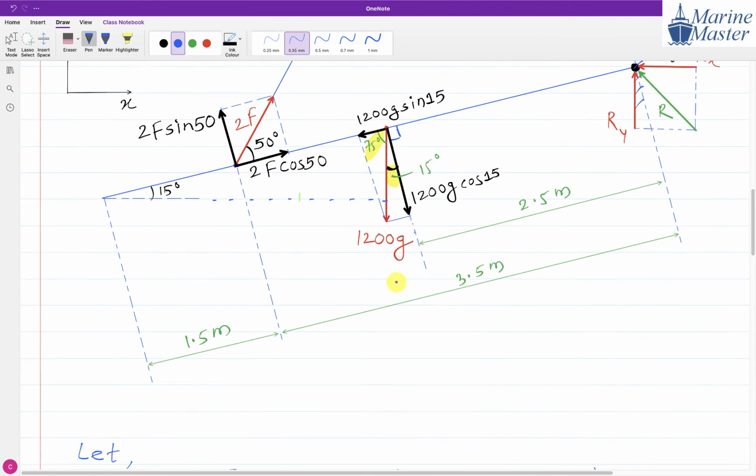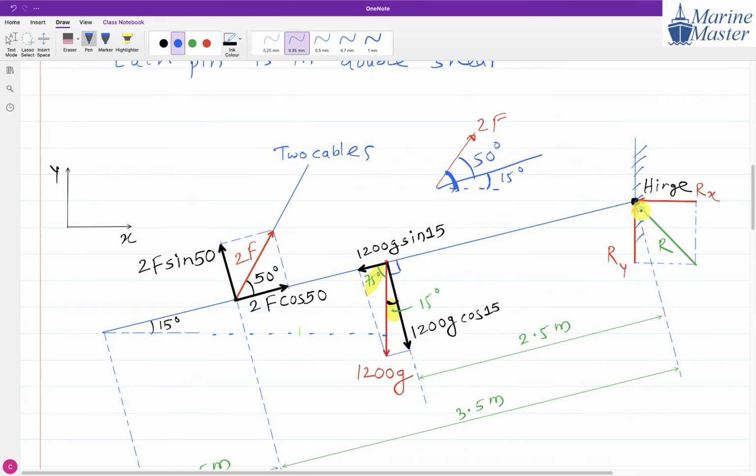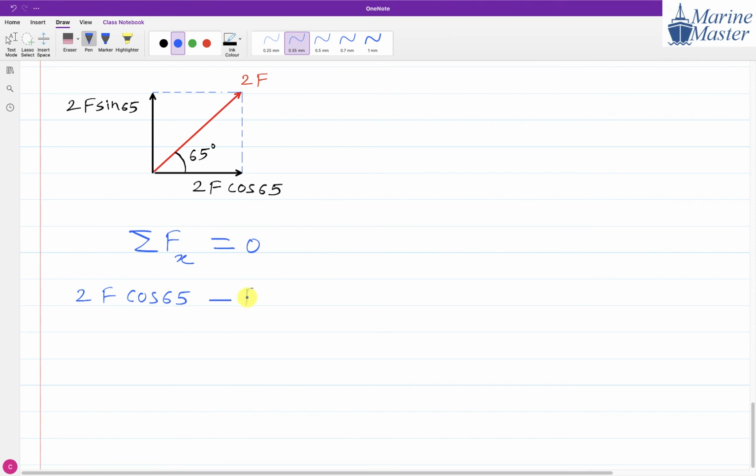So now try to see the scenario. What are the forces here? This 2F cos 65 is in positive x direction. Then we have Rx, minus Rx. Other than these two, is there any other force in x direction? Equal to 0. So Rx will become 2F cos 65.